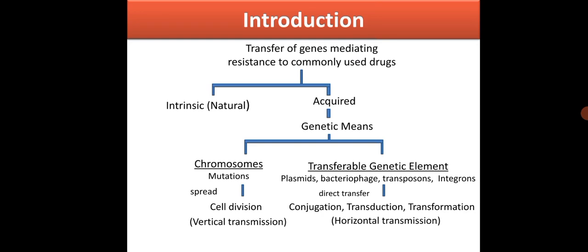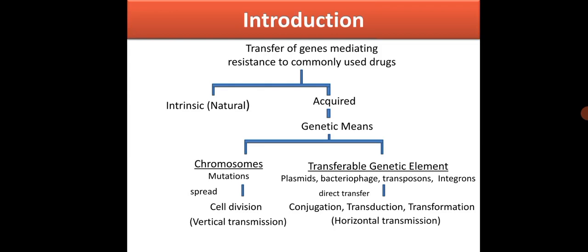Transfer of genes mediating resistance to commonly used drugs can be intrinsic, that is natural, or acquired through genetic means. It includes chromosomes and transferable genetic elements. Chromosomes may undergo mutation and spread resistance via cell division, also known as vertical mode of transmission. Transferable genetic elements include plasmids, bacteriophage, transposons, and integrons. They directly transfer the resistance via conjugation, transduction, and transformation, that is, horizontal mode of transmission.